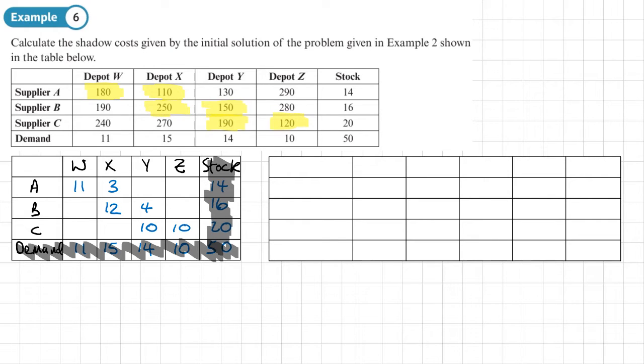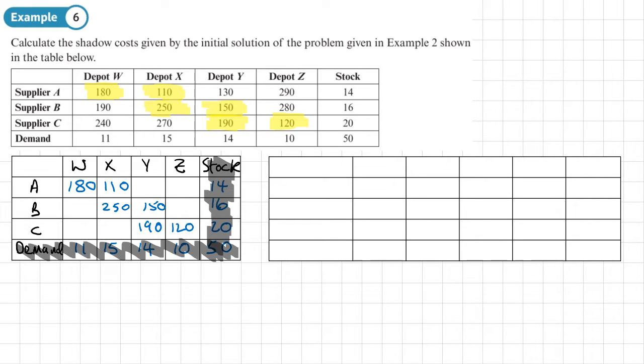I'm going to replace these values here with those numbers, so I'll rub those out. You would probably draw a fresh table or have a table to use. So 180, 110, 250, 150, 190, 120. Okay, so that's the first step. It's just the cells that you've used in the northwest corner method, replacing the numbers in those cells with the costs.